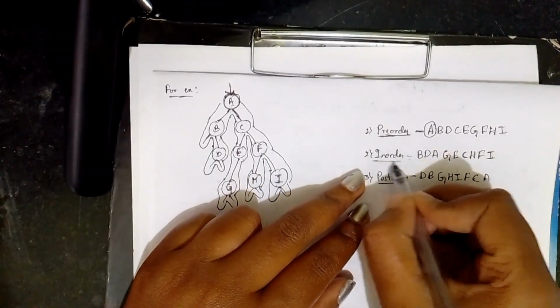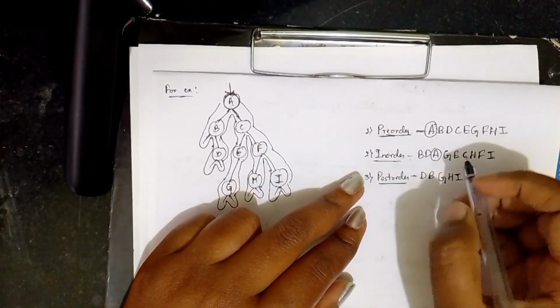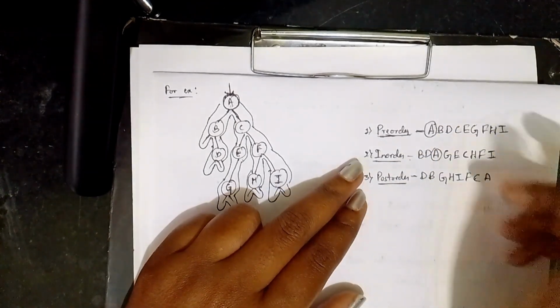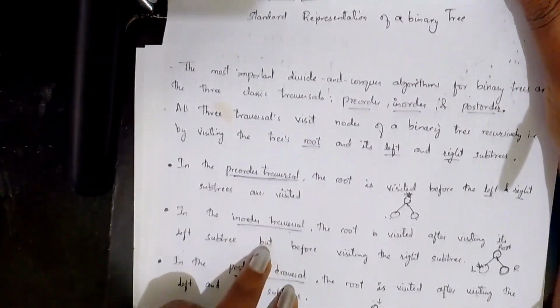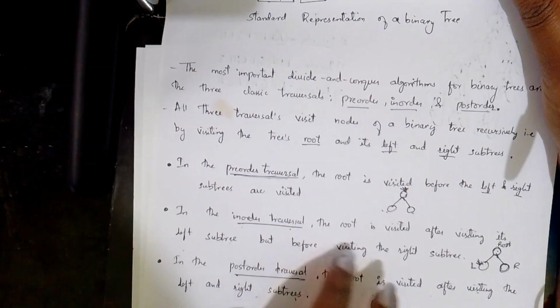Okay, and in order we have got this A in the middle. We will get the root node somewhere in the middle. Okay, we have visited the root node here. In order the root is visited after visiting its left subtree but before visiting the right subtree. That's what we have done here.